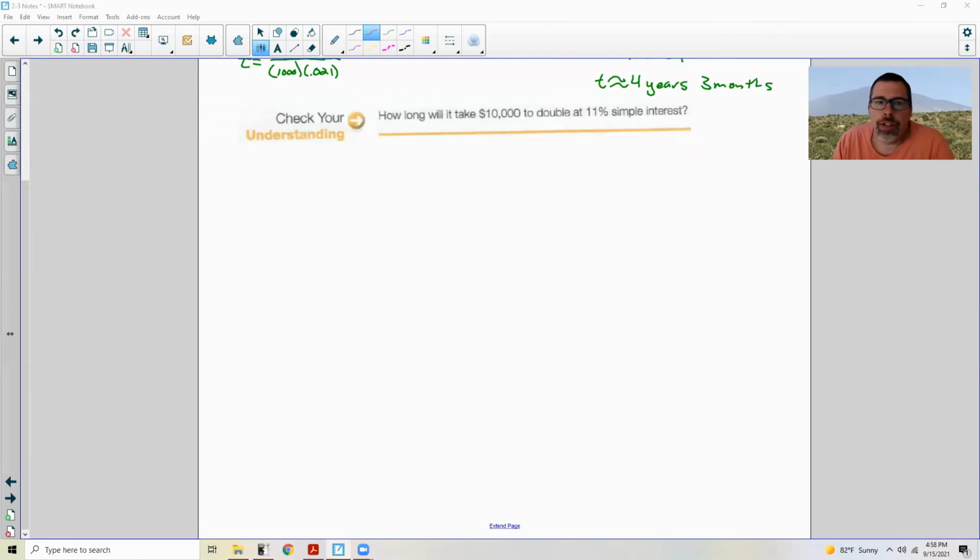All right, check your understanding. Pause the video, see if you can do this, and here we go. How long will it take $10,000 to double at 11% simple interest? Keyword here, simple interest. We write I equals PRT. We write I equals, P equals, R equals, T equals. How long? We're trying to find T.